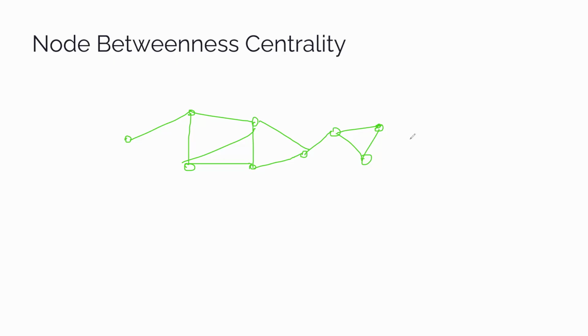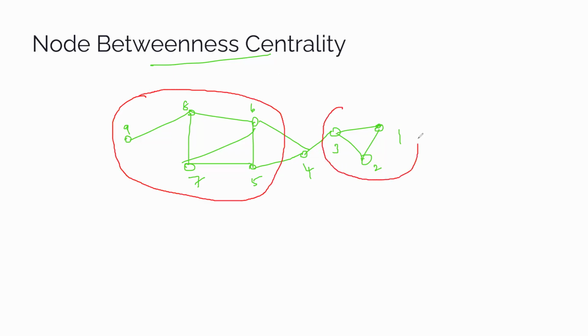Let's try to imagine any network. We'll label the nodes one, two, three, four, five, six, seven, eight, nine. Now we want to identify the betweenness centrality for these nodes and identify which node has the highest. From a visual inspection, we can clearly see that node 4 seems to have high betweenness centrality because it connects two different clusters. Let us identify how to calculate betweenness centrality for this one node, and the same calculation holds good for all the nodes.